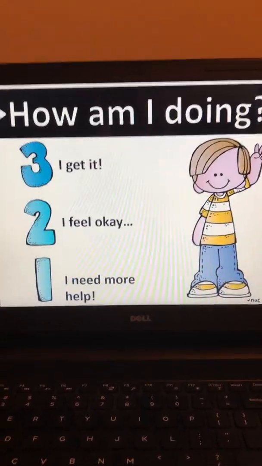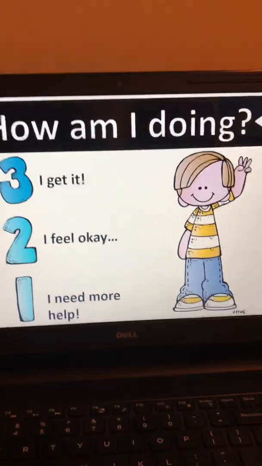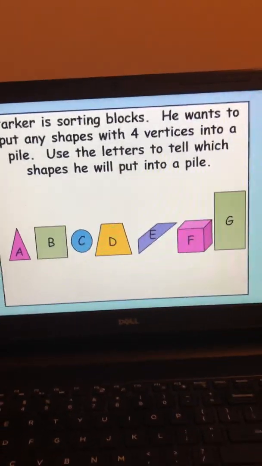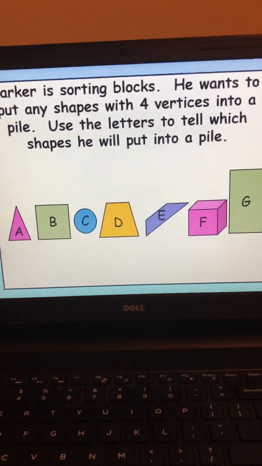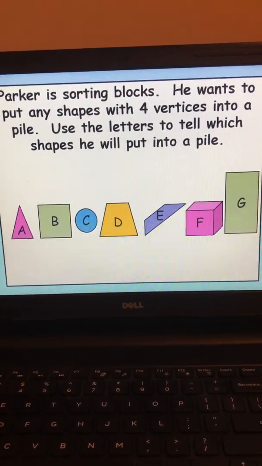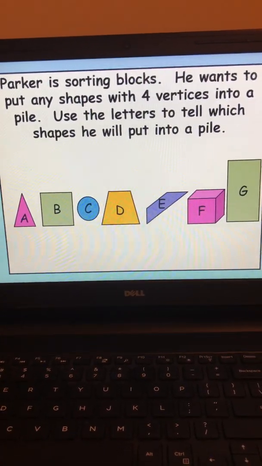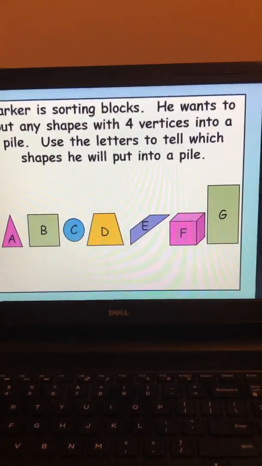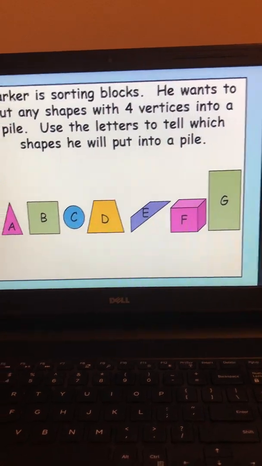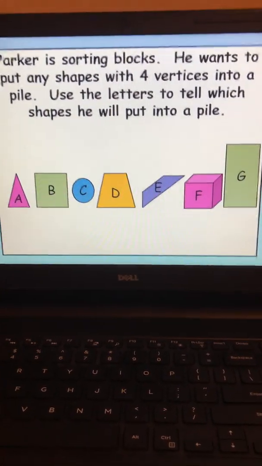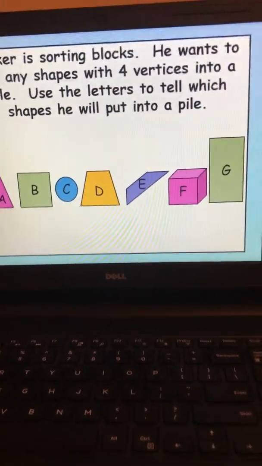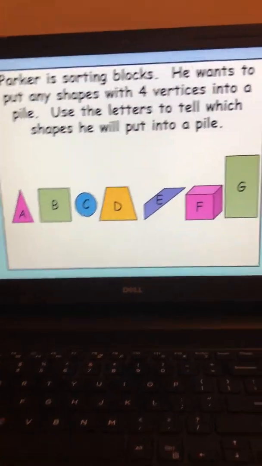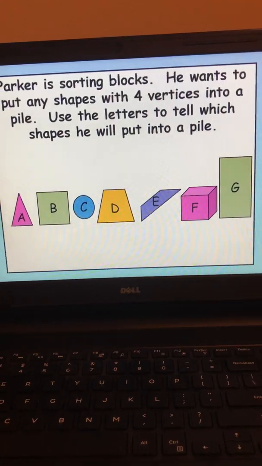How you feeling? Again, this is just review, so hopefully you're doing okay. Parker's sorting blocks. He wants to put any shapes with 4 vertices in a pile. Use the letters to tell which shapes he will put into each pile. Okay, so remember, he's having a pile of blocks, and all the blocks have 4 vertices. Take a look at that.